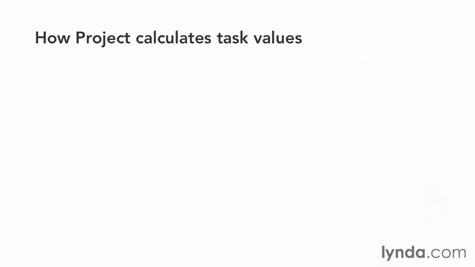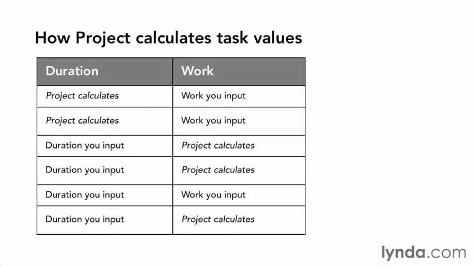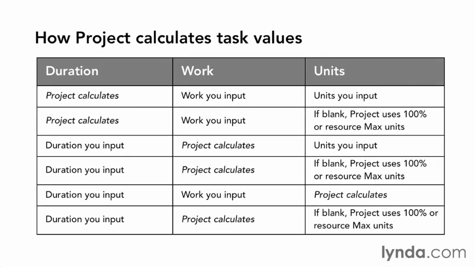Project has built-in rules about which values it calculates. Unless you give Project specific instructions, the program tries to calculate duration first, then work, and finally, as a last resort, units. For example, if you fill in Project work and units, it will calculate duration. If you fill in only work, Project calculates duration by filling in the units cell with 100%, or the resource's maximum units. If you fill in the duration and units, Project calculates work.